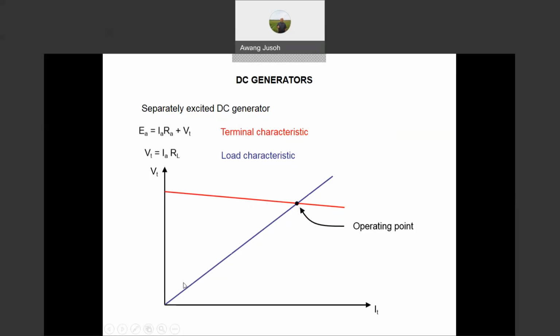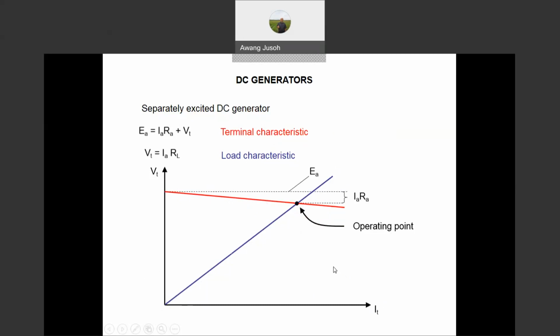The blue color we call the load characteristic, which is the product of IA and RL. We plot this line. At a particular RL, we get a different line. When you change RL, you get a different line. So the intersection between these two lines gives the operating point of the generator.